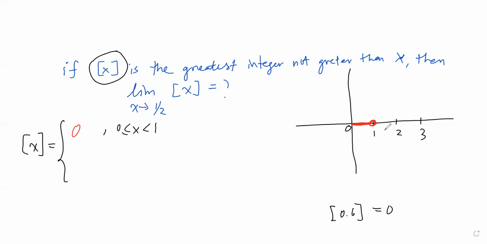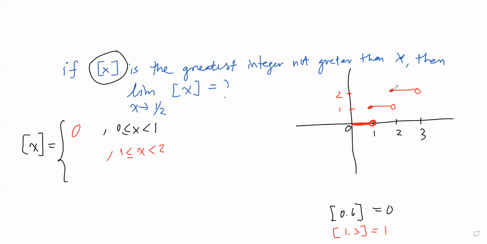Now I'm looking at everything between 1 and 2. So I include the 1 in my second interval. Here's an example. Take an x value between 1 and 2. So let's say 1.3. We're going to pick the greatest integer which is smaller than 1.3. That's 1. So that means everything between 1 and 2 is going to be 1. And similarly, the next one is going to be 2. So everything between 2 and 3 is going to be 2.